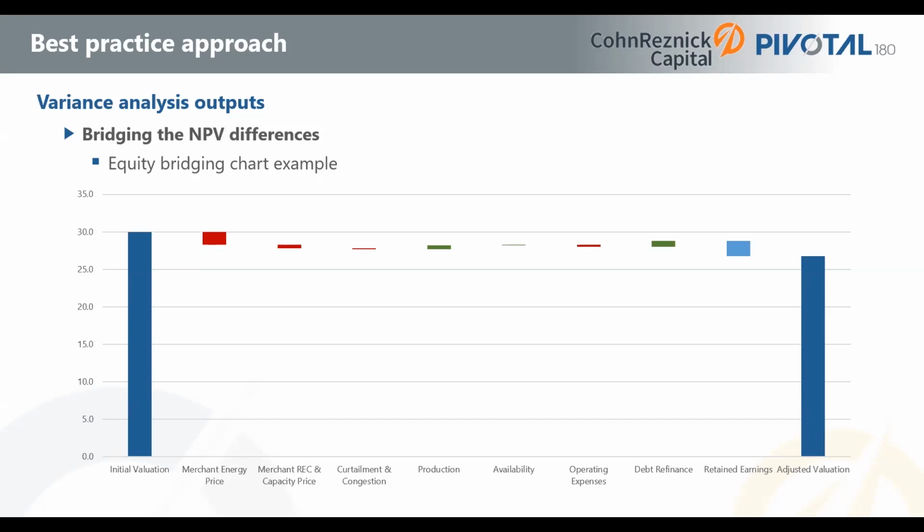In this example, and it's an example only shown here, we see lower than expected merchant energy pricing is the largest factor in reducing valuation, and it's the largest red bar in the chart, while debt refinancing is the largest factor in increasing valuation, and it is the largest green item in the chart here. And with that, I'll hand it back to you, Hayden, to lead us through the takeaways.